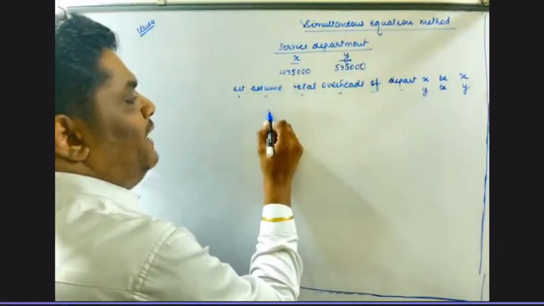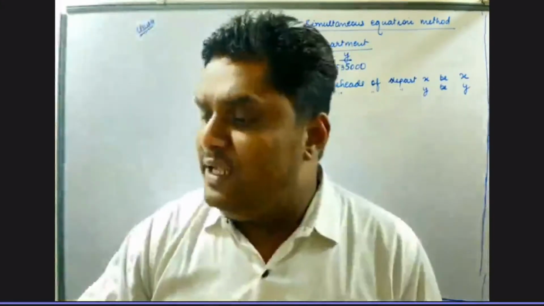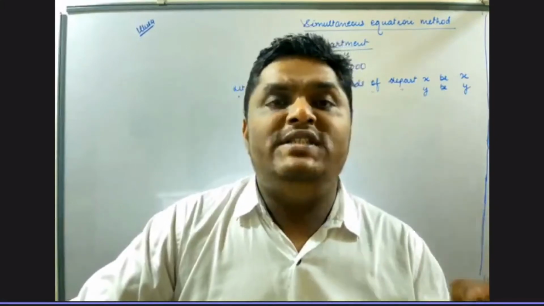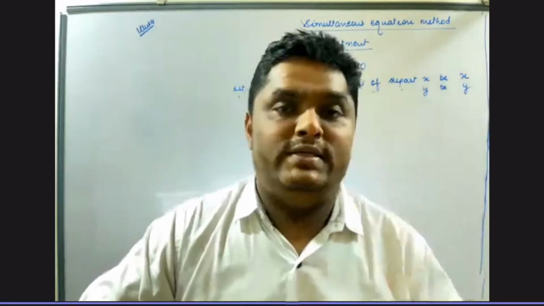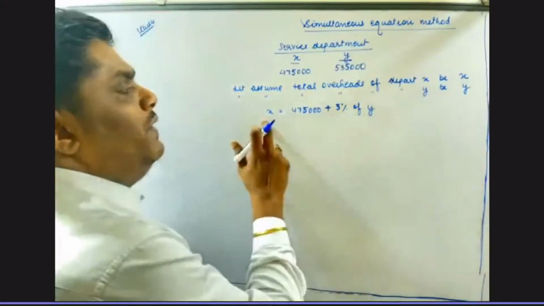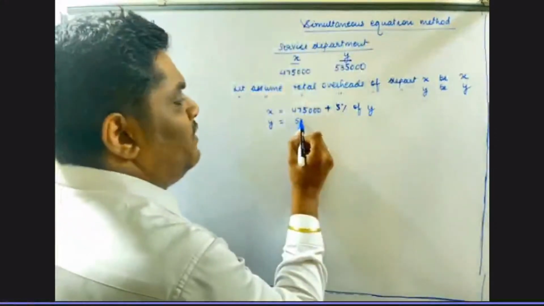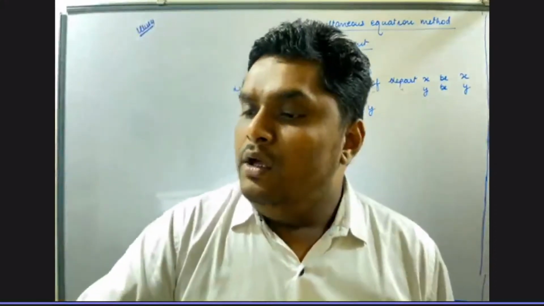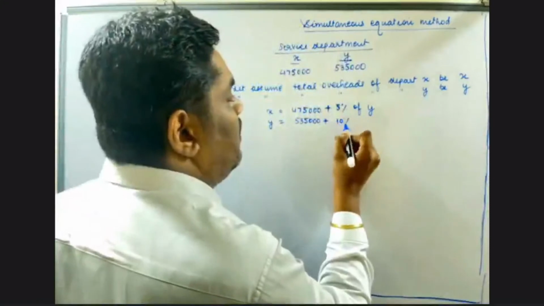So the total overheads of X will be how much? 4,75,000 plus a certain percentage of Y, and it is given in the question itself that 5% overheads of service department Y belongs to X. I repeat, 5% overheads of service department Y is to be distributed to X. So it means 4,75,000 plus 5% of Y. This will be the total overheads of department X. When talking about Y also, the total overheads of Y as calculated are 5,35,000 plus a certain percentage of X will be distributed to Y. Herein the 10% overheads of service department X belongs to Y. So this will be plus 10% of X.